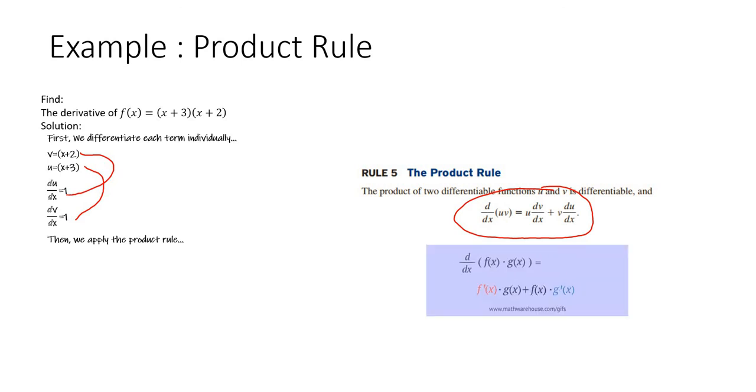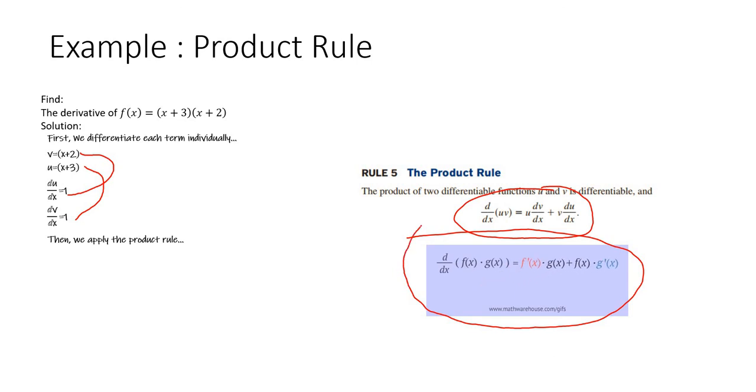And here's a little animated GIF in the corner as well of what that looks like. Now, I know it doesn't say u and v, but it's basically saying the same thing. If this visual right over here helps you more, then great. Just remember that f of x and g of x correspond with u and v.